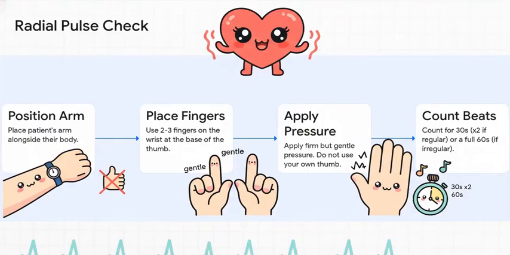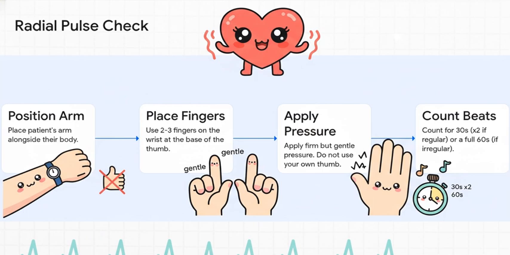Let's walk through checking the radial pulse, since it's the most common. You're going to use the pads of your first two fingers. Never, ever use your thumb, because it has its own pulse and you might get confused. Find the spot on the wrist, right at the base of the thumb, and press gently. Now, if the beat feels nice and steady, you can count for 30 seconds and just multiply by 2.